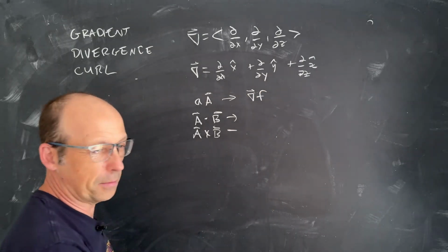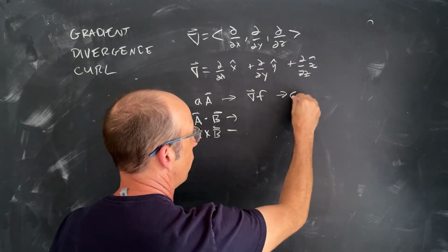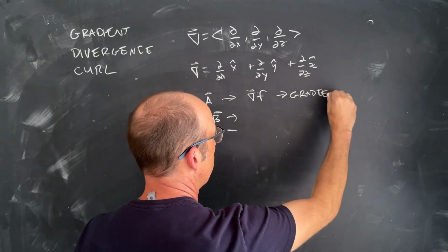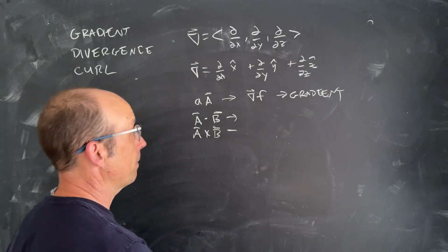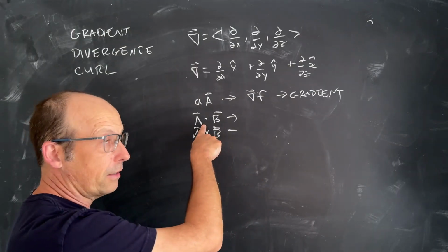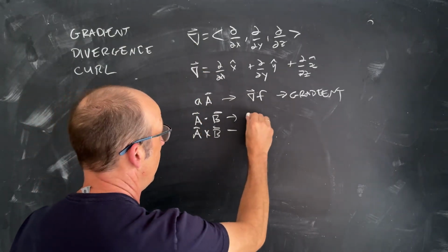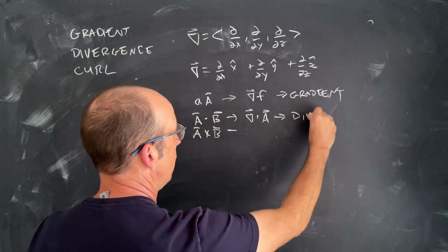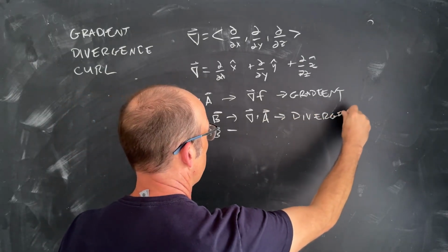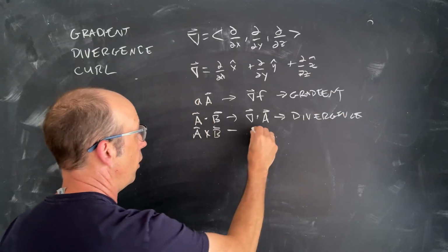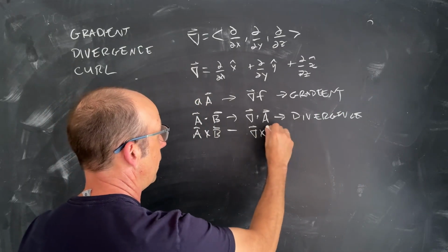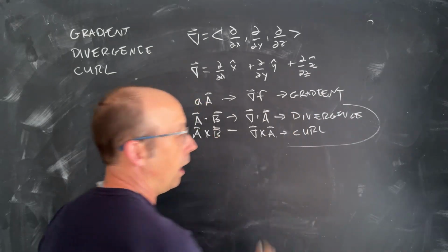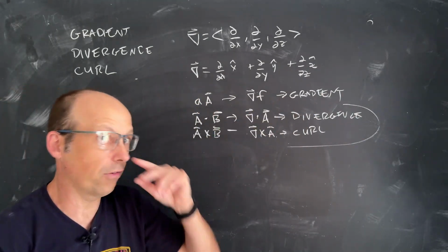We write it this way because it makes more sense. And this is the gradient. It's hard to spell when you're on the board. If I take the dot product with the del operator, I get del dot A, and this is the divergence. If I take the cross product, I get del cross A, and this is the curl. We're not going to talk about these two today. Those will be in another video. We're just going to talk about the gradient today.